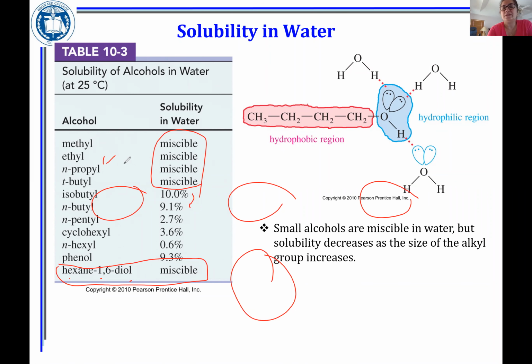So solubility is going to decrease as the main carbon chain, or the hydrophobic region of the molecule, gets longer or takes the priority.